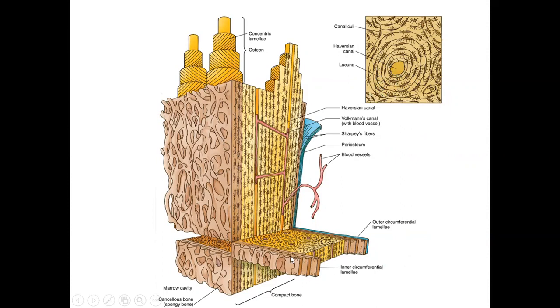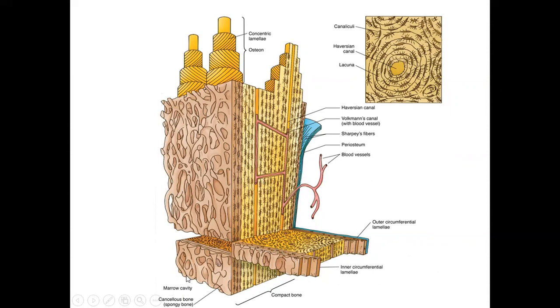From this picture, you can also see the outer circumferential lamella, and this is the inner circumferential lamella. This is the Haversian system or osteon, and in between we have the interstitial lamella.